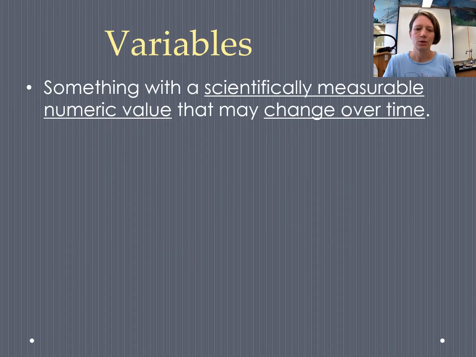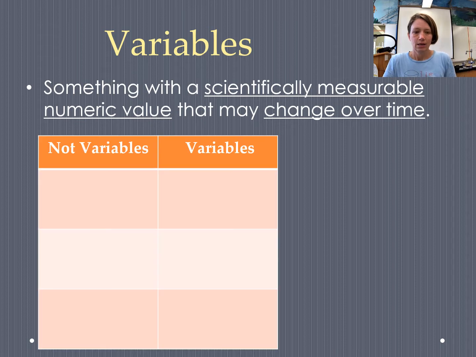Okay, so a variable is anything in the world that has a scientifically measurable, numeric, which means a number, value that can change over the course of time. I made this helpful chart to give you some examples of things that were not variables and things that are variables, because in my experience, being able to determine whether something is or is not a variable is one of the challenges that many ninth graders face in this class.